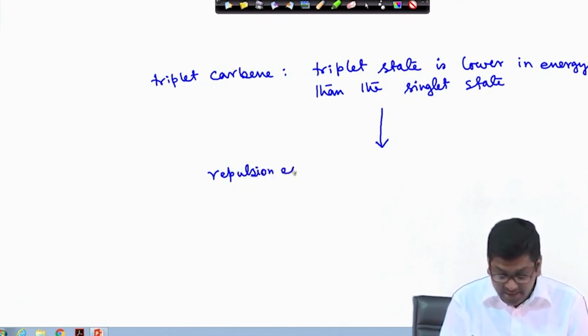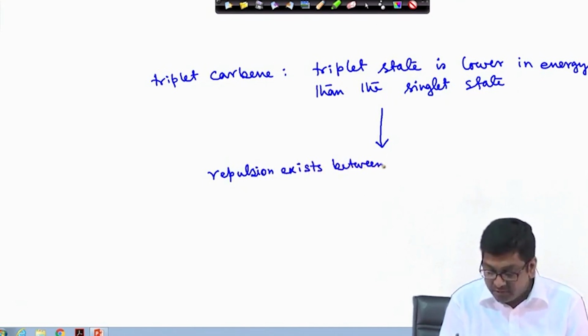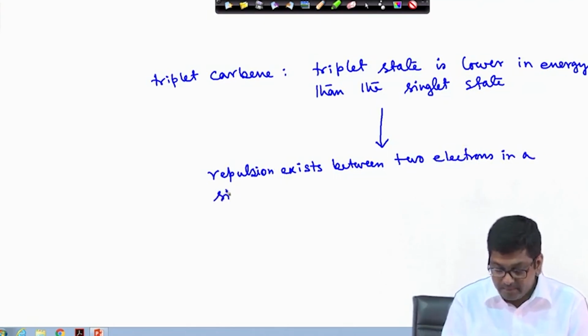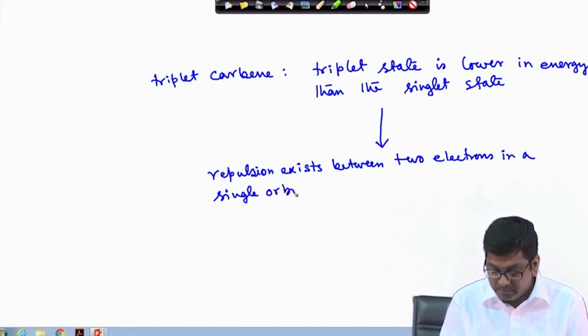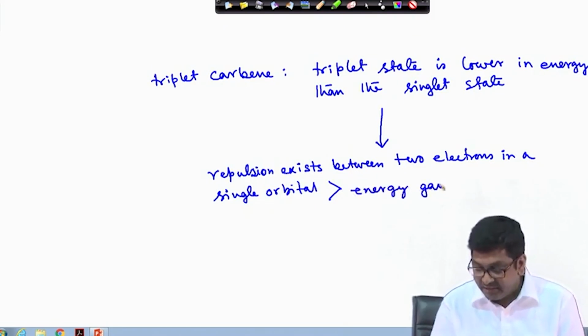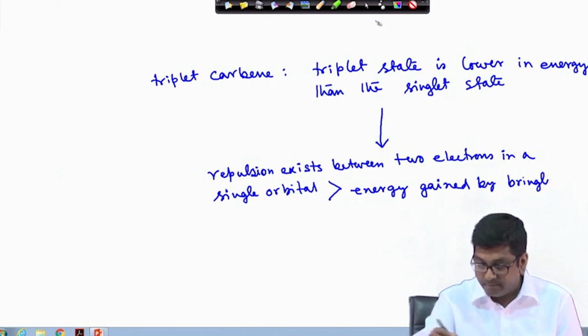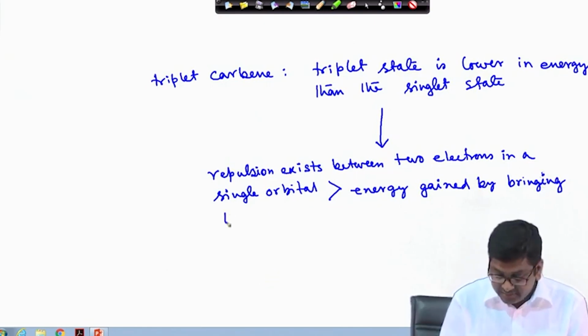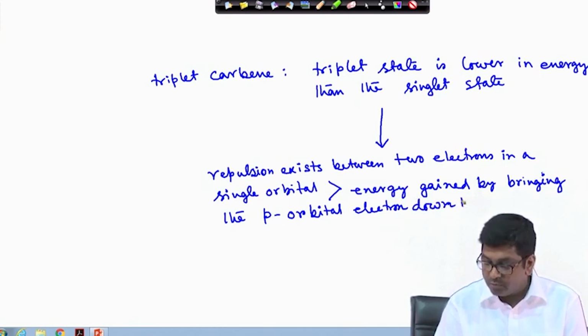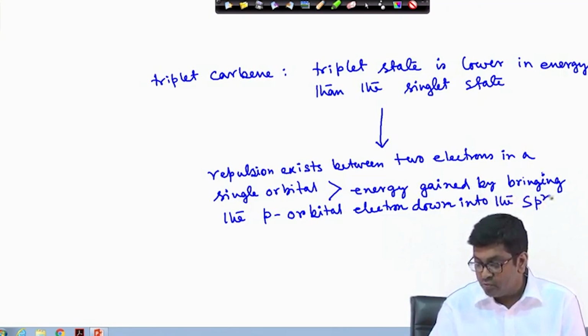So we can write here that the repulsion that exists between two electrons in a single orbital is actually greater than the energy gained by bringing the p orbital electron down into the sp2 orbital.